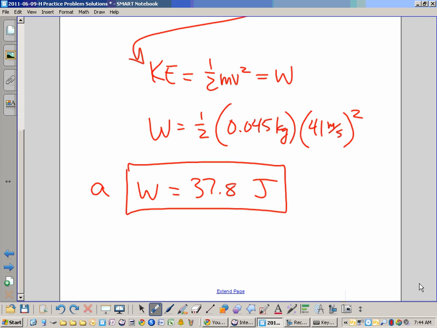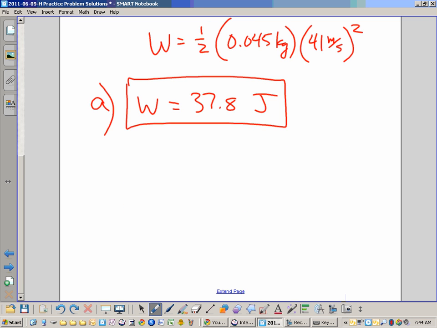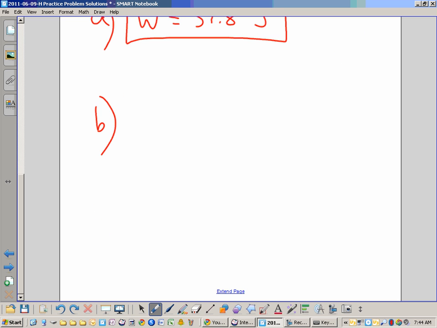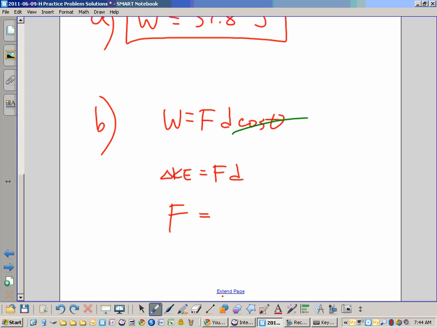Now moving on to part B. What's the force? We also know that work is equal to F D cosine theta, but we're told to assume that they are parallel, so cosine theta is going to be equal to 1. So we can just not ignore it, but we don't have to worry about it. That means that work, which we've already established was delta KE, is equal to force times distance. So force is going to be equal to the change in kinetic energy over distance.